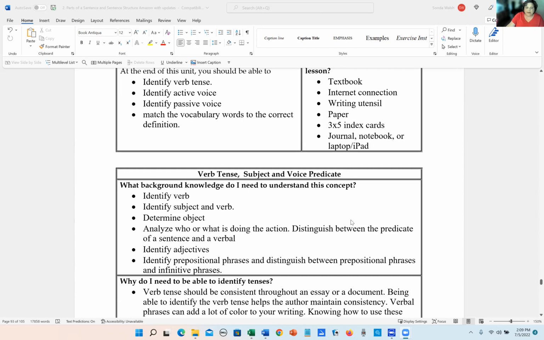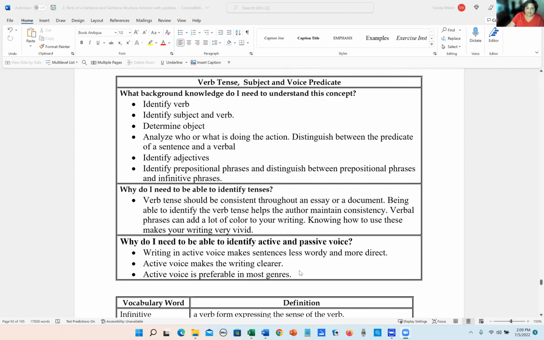All right. What background knowledge do you need to understand? You need to identify a verb, identify subject and verb, objects, analyze who or what is doing the action. This is really important when we get into active and passive voice. So all of these things we need to look at. Verb tense should be consistent throughout an essay or a document. Being able to identify the verb tense helps the author maintain consistency. Verbal phrases can add a lot of color to your writing, and knowing how to use these makes your writing very vivid.